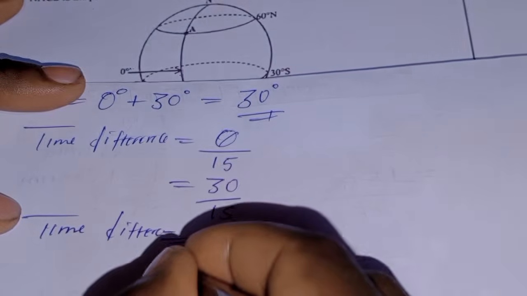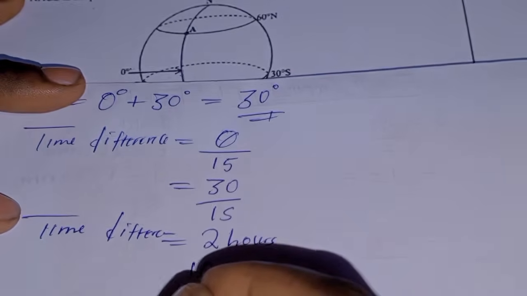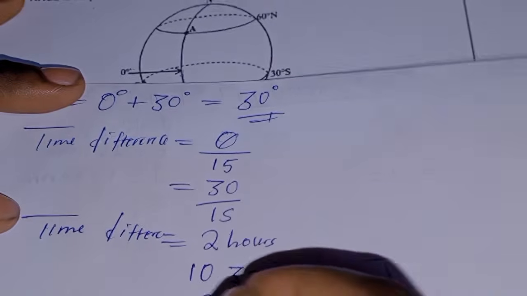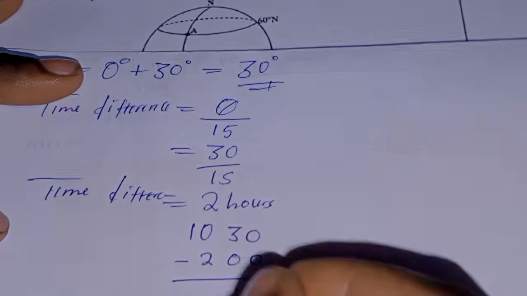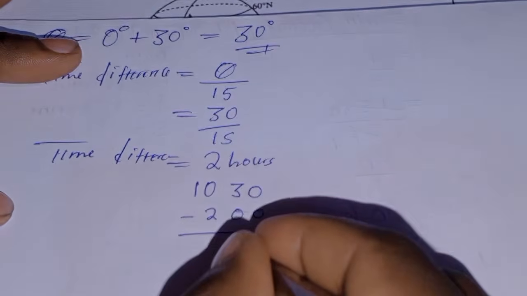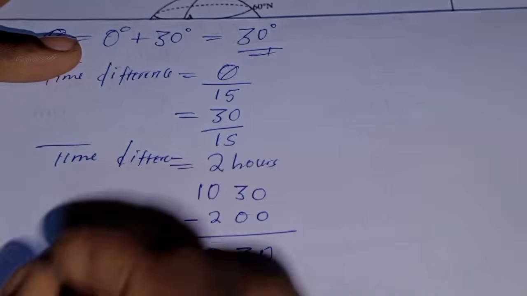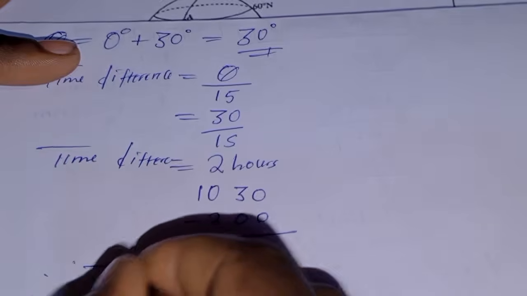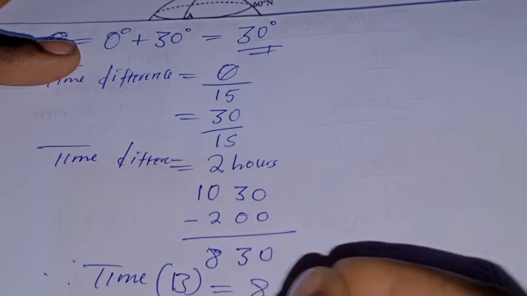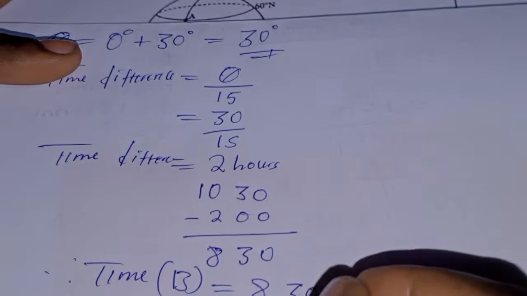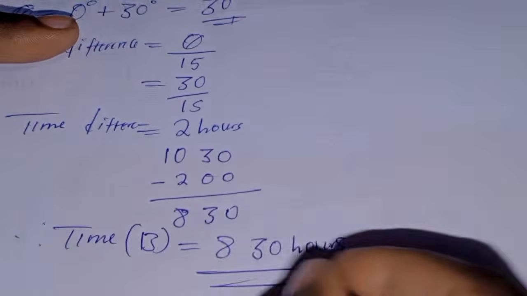The time given at A was actually 10:30, so we are subtracting 2 hours there. This is going to give us 0 there, then here we get a 3, then here we get 8. So that simply means that, therefore, the time at B was 08:30 hours. This was the time at B.